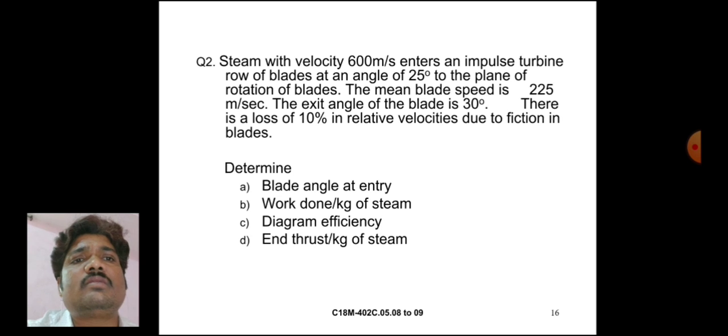Second problem: steam with velocity 600 meter per second enters an impulse turbine row of blades at an angle of 25 degree to the plane of rotation of blades. The mean blade speed is 225 meter per second. The exit angle of the blade is 30 degree. There is a loss of 10% in relative velocity due to friction in blades. Determine blade angle at entry, work done per kg of steam, diagram efficiency, end thrust.